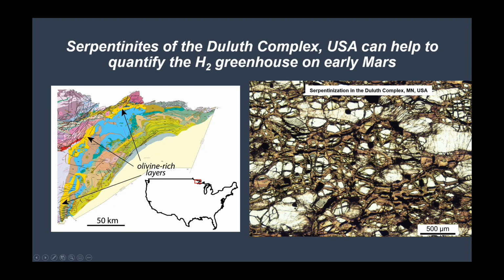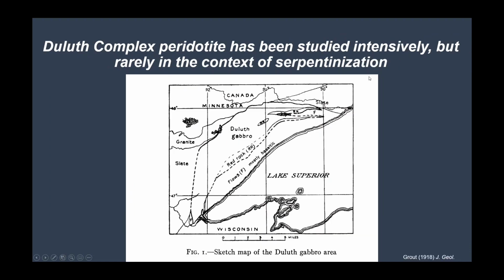And if you've ever looked at a serpentinite under the microscope, you'll immediately see something very different about this rock, and it's that the serpentine is really brown. The serpentine is really brown because it contains a ton of iron compared to the normal terrestrial mantle serpentinites that we're used to looking at. And so if we are able to study these serpentinites of the Duluth Complex, we might be able to understand how a hydrogen greenhouse was generated on early Mars.